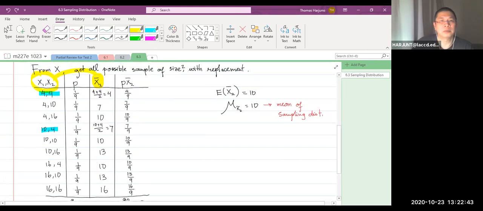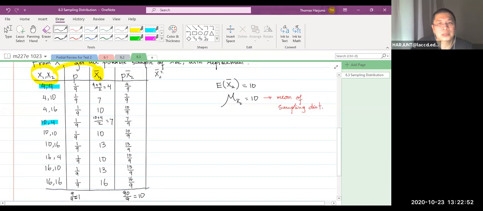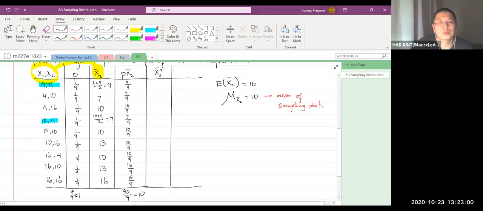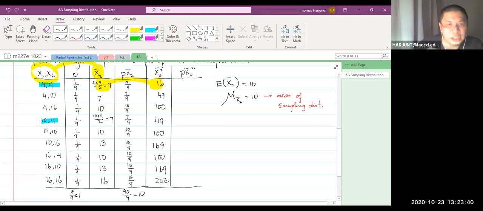Now, how about the variance of those sample means? To find the variance of those sample means, I need to first create the second moment. So I need to find X bar squared and the probability of X bar squared. From that X bar, you square. So this will be 16, 49, 100, 49, 100, 169, 100, 169, 256, and then multiply by the probability. Each is 1/9. So I'll just multiply each one of them by 1/9.